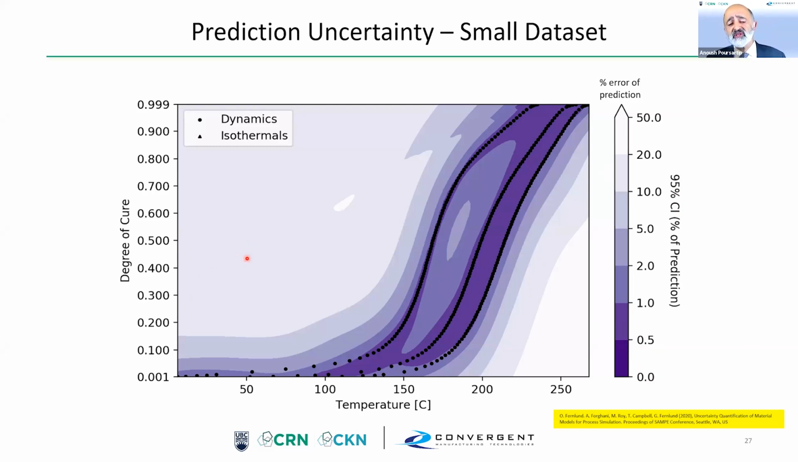Well worth pointing out that if we didn't have that injection of some of the physics, the error out here would be even higher. But the key point is that where we have data, we have high confidence, and we have a quantifiable uncertainty when we're away from the data.